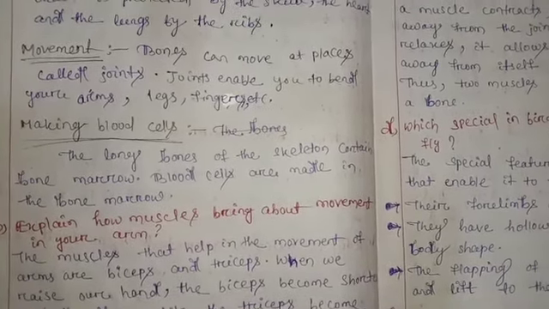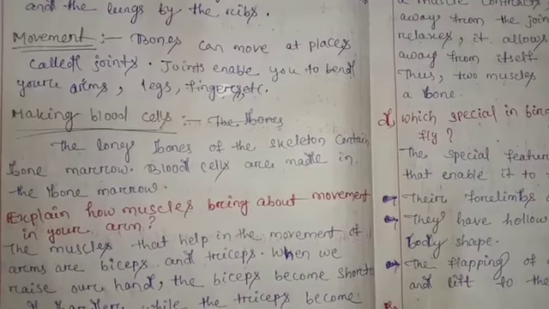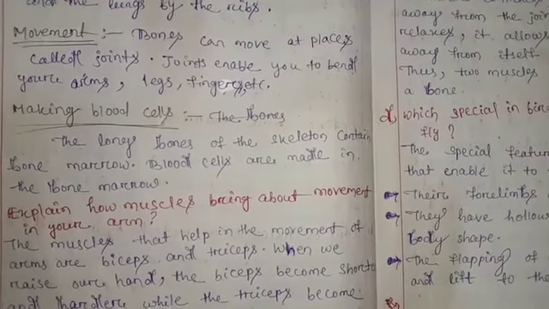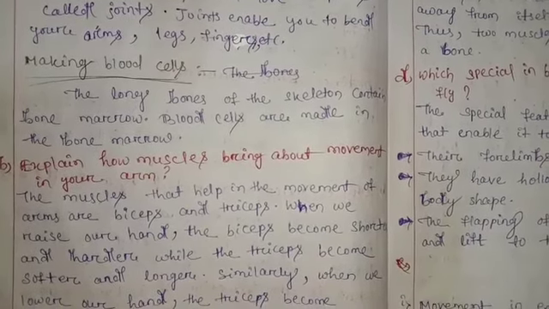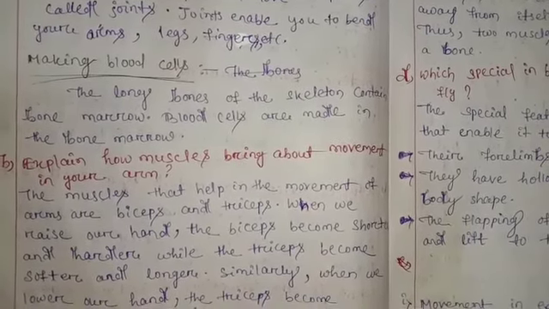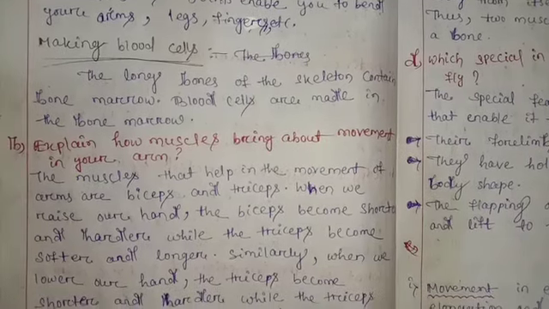Movement. Bones can move at places called joints. Joints enable you to bend your arms, legs, fingers, etc. Making blood cells. The long bones of the skeleton contain bone marrow. Blood cells are made in the bone marrow.